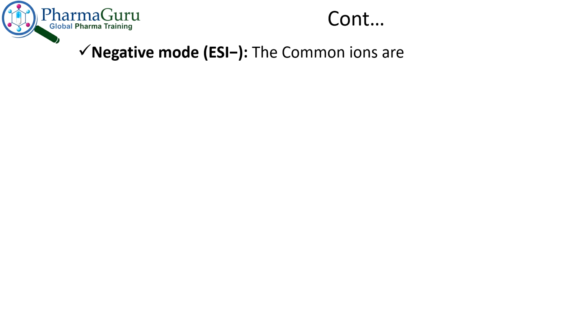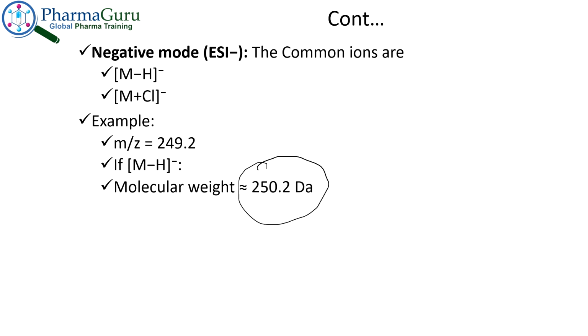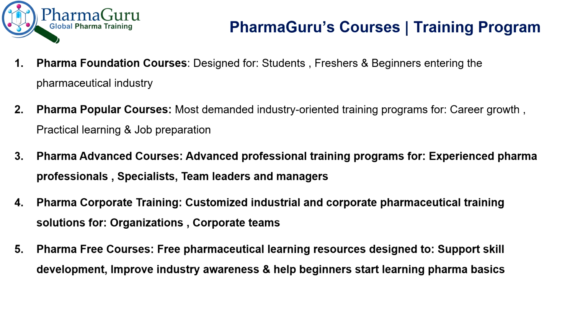In negative mode, the common ions are M minus H, M plus Cl. For example, if M by Z is 249.2, what does it mean? It means M minus H is 249.2. Then what will be M, meaning molecular weight or molecular mass? It means 249.2 plus the mass of hydrogen, and in this case it will be 250.2 Dalton. Similarly, the mass of other pharmaceuticals or compounds can be calculated in LCMS in negative mode.